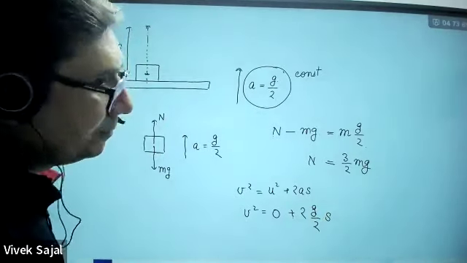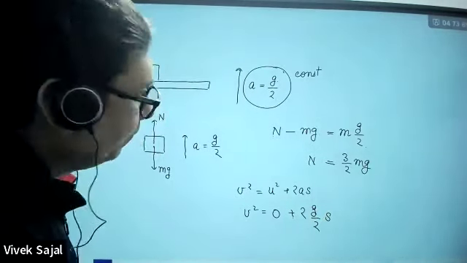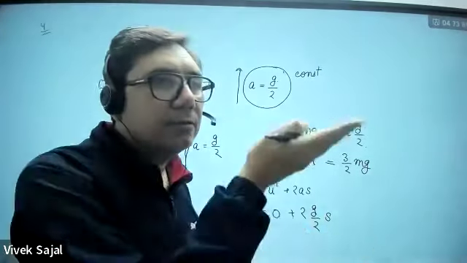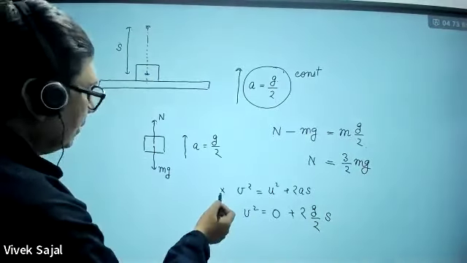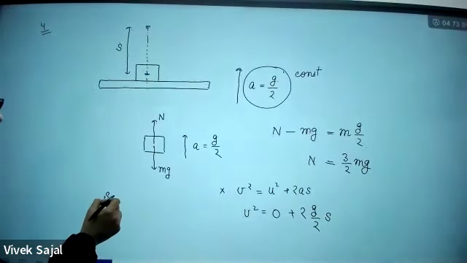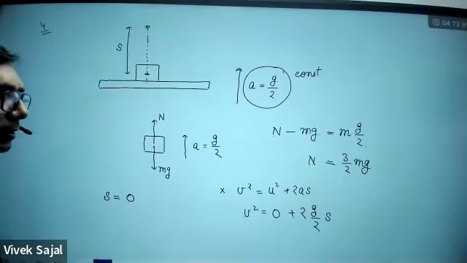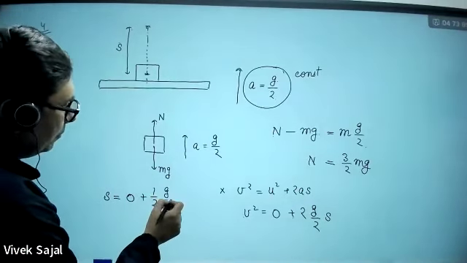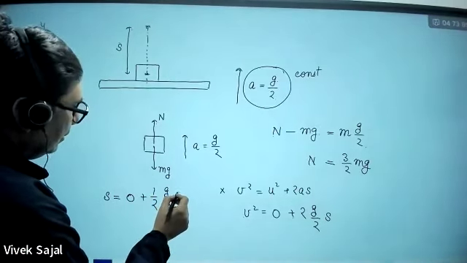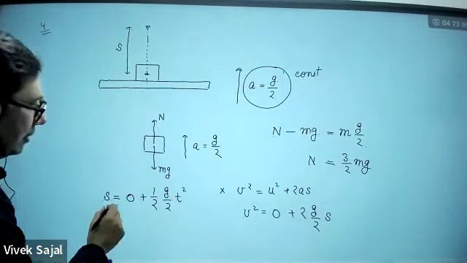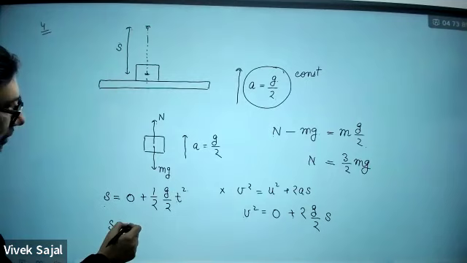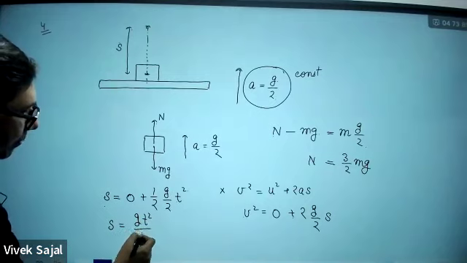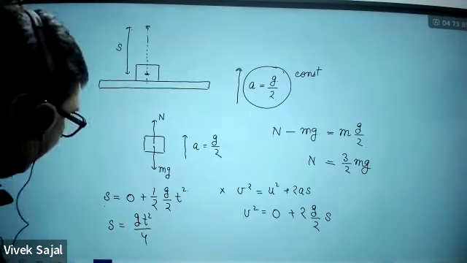So can you use this? No, you are not getting. You want distance. Actually, you want to find out the work done, so you cannot use this. So which equation you are going to use? S equal to ut, first term will be 0, plus 1 by 2 into a, which is g by 2, into t square. So this is the distance traveled in time t. S equal to gt square upon 4.